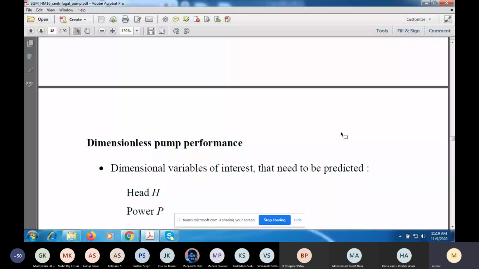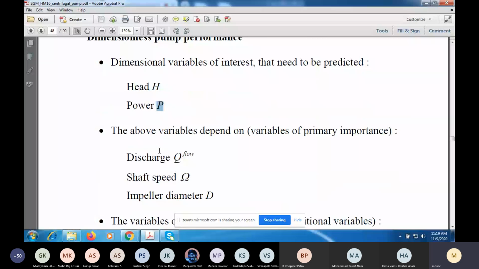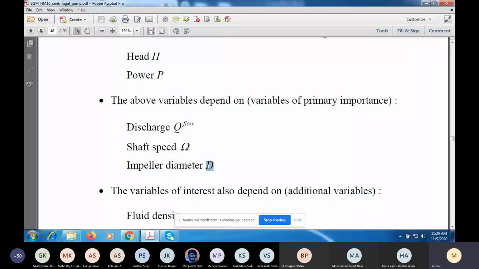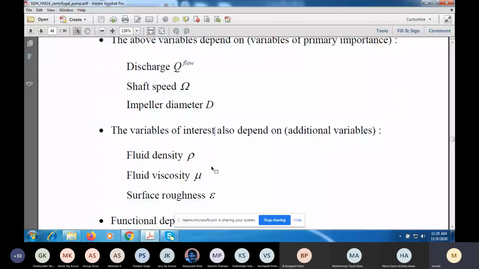Now let us look at the dimensionless performance of the pump. The variables that are of interest are the head developed by the pump and the power required to run the pump. And the variables that control these quantities of interest are obviously the discharge or flow rate, Q, the shaft speed, and the impeller diameter. There will be other variables also, which I am calling secondary variables for reasons that I will discuss later. It has the fluid properties and the roughness of the impeller surface.